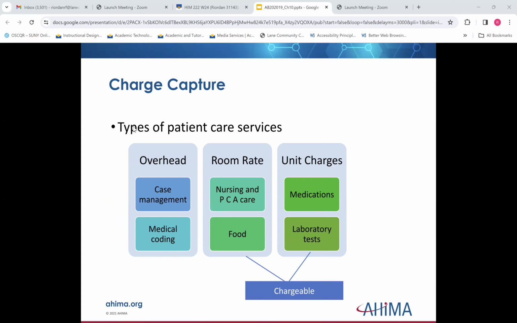And again, when we think about patient care services, as we've learned throughout the course, we're talking about things such as case management, room rate, unit charges. Each medication, each suture kit, whatever it is, has a cost, and those are chargeable.